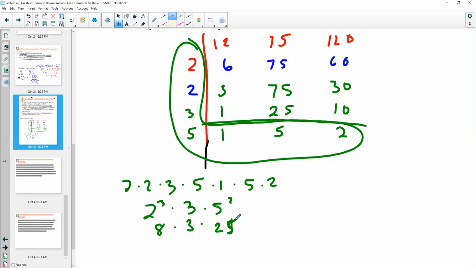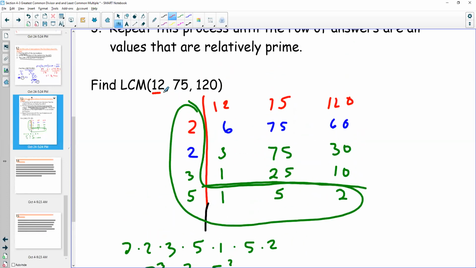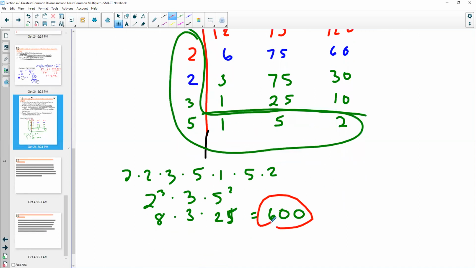8 times 3 is 24. 24 25s is 600. So the least common multiple of 12, 75, and 120 is 600. Okay, I didn't have to count out all the multiples. You could have, but if it was going to be something really big, we'd be here a while.